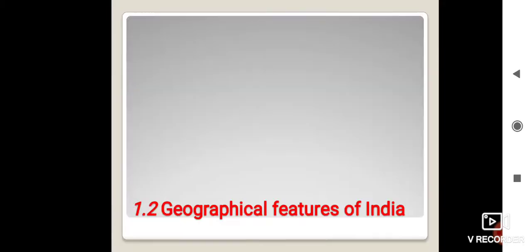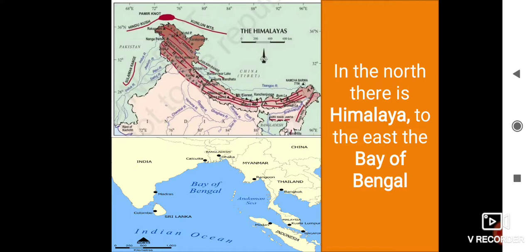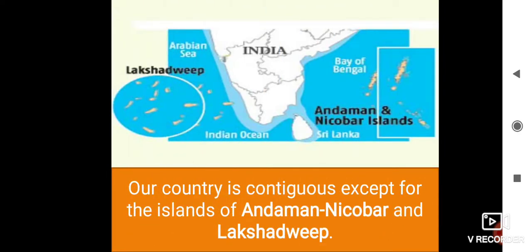Let's continue with 1.2, Geographical Features of India. India is a large country, having Himalaya towards its north, the Bay of Bengal towards east, the Arabian Sea towards west, and the Indian Ocean towards south. Except for the islands of Andaman Nicobar and Lakshadweep, the rest of the country is contiguous. Contiguous means sharing a common border.